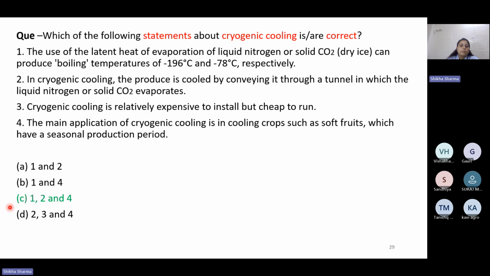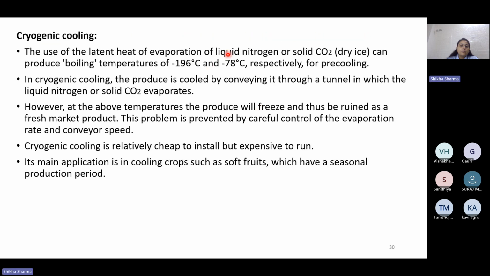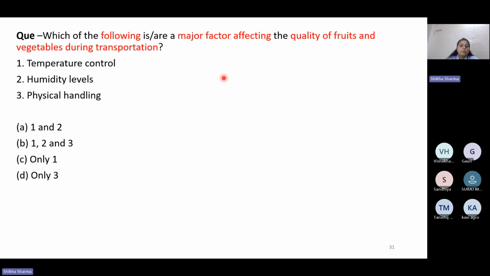So C is correct. So statements 1, 2, and 4 are correct. 3 is not correct. Is this question clear to everyone? Can we move to the next question, which is about quality of fruits and vegetables?